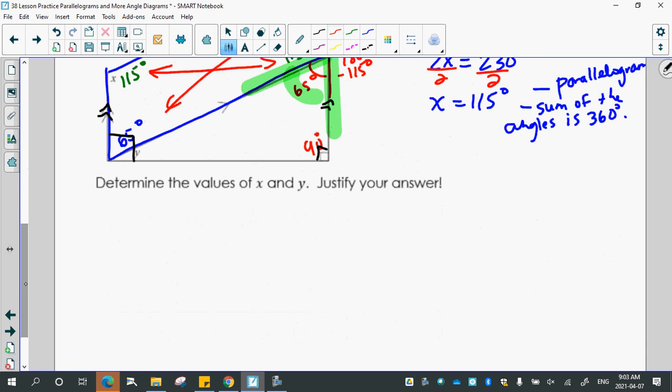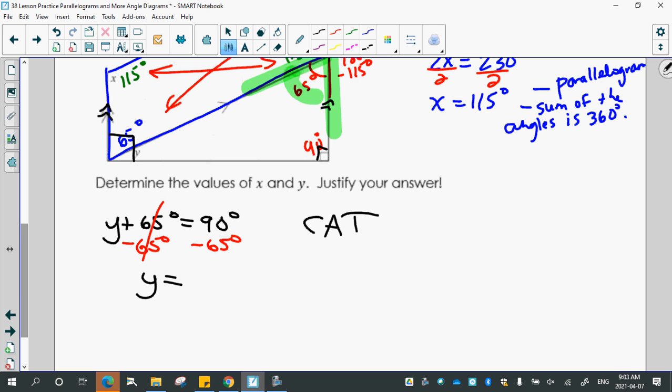So I just haven't finished yet. So we pick a way to do it. I'm going to do y plus 65 is 90. That's the complementary angle theorem. And then y ends up being 25 degrees.